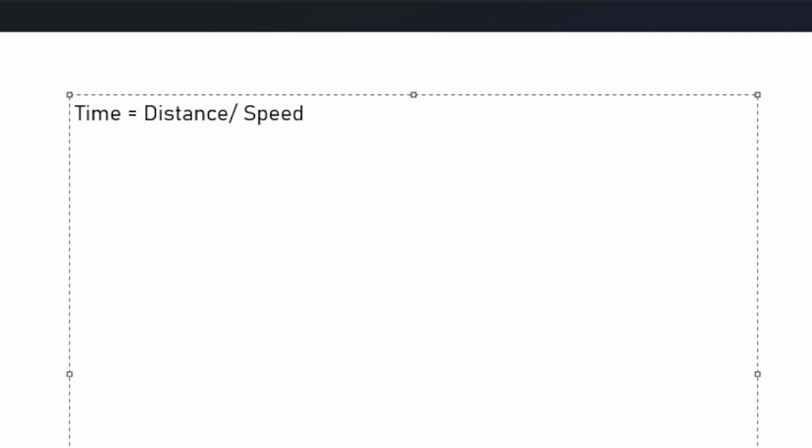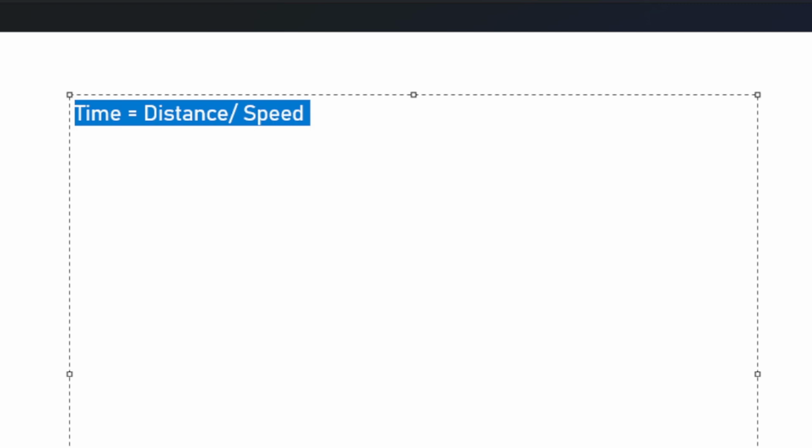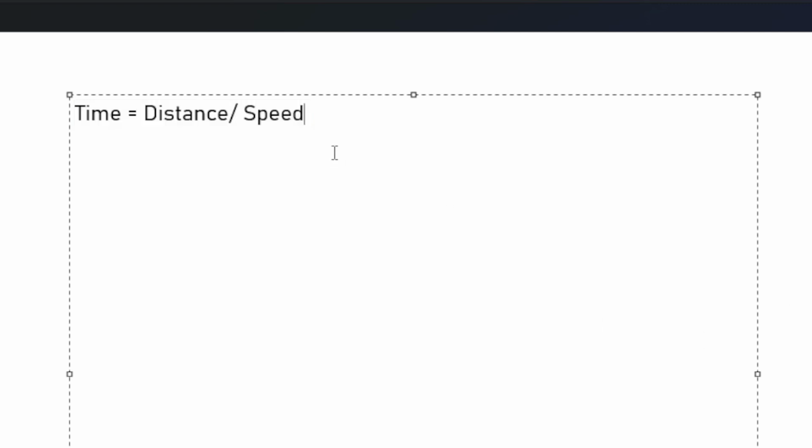For the first trip, time: distance is 240 miles. So we divide that by the speed of 60 miles per hour. It totals to 4 hours. So here's our time, 4 hours.